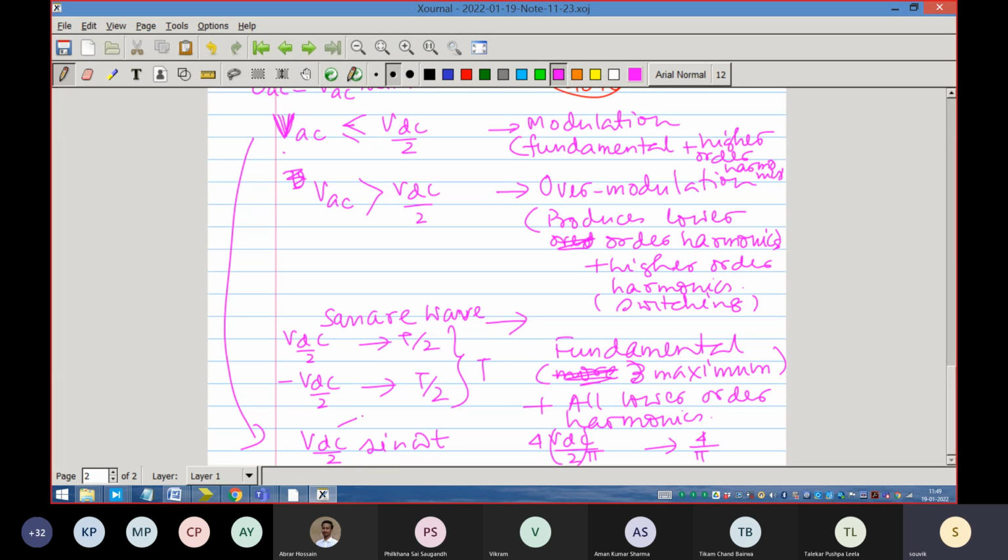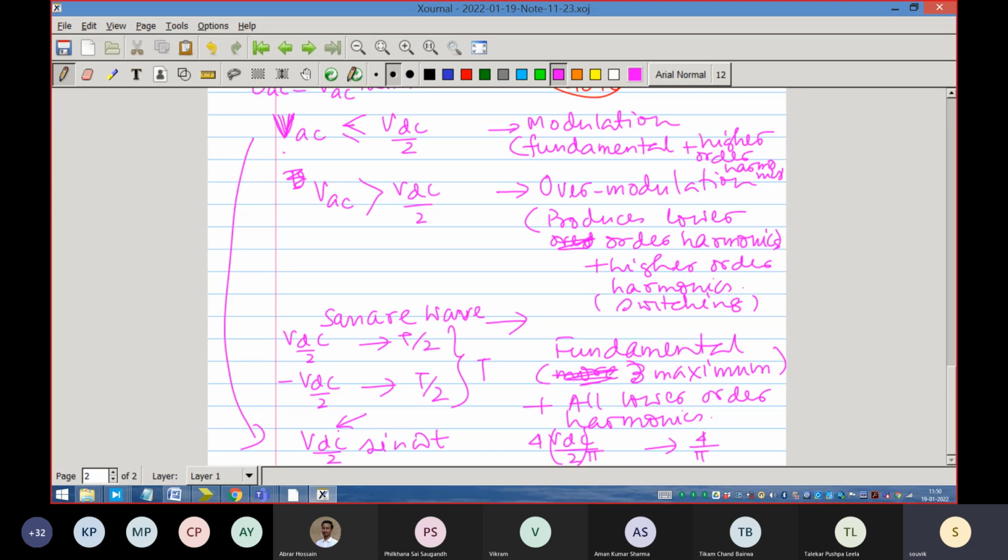So it can only produce a fundamental which is VDC by 2, because exactly at that point the duty ratio is equal to 1. If you intend to get more fundamental, you have to give up the condition that you don't want harmonics to be produced at the motor terminal. So the fundamental will increase at the cost of low frequency harmonics that will be produced at the motor terminal.